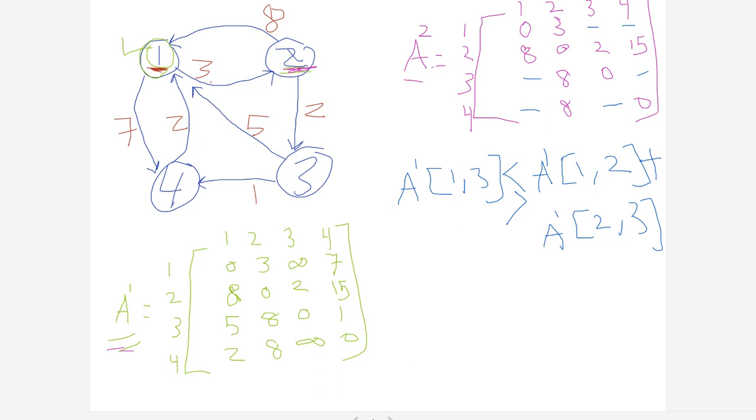So let's go back to the A1. You can see that A1 to 3 is infinite. So infinite. And A1, and we need to know if it is less than or greater than. A1, 1 to 2 is 3, plus A1, 2 to 3 is 2. So 5 is actually less than infinite. So this infinite will be replaced by 5.